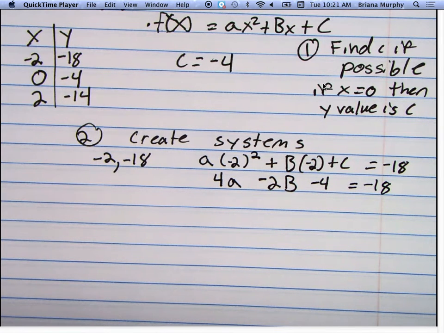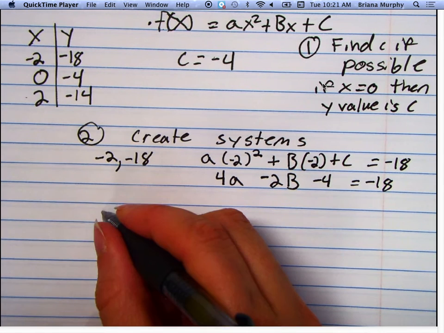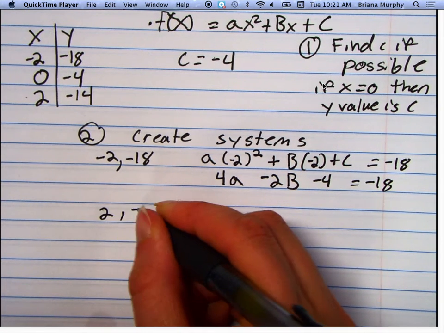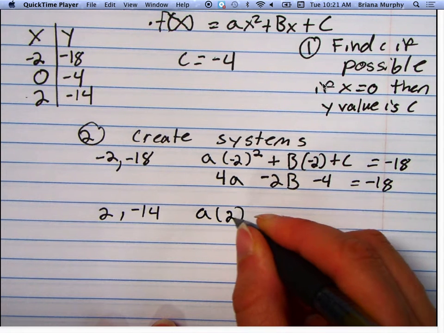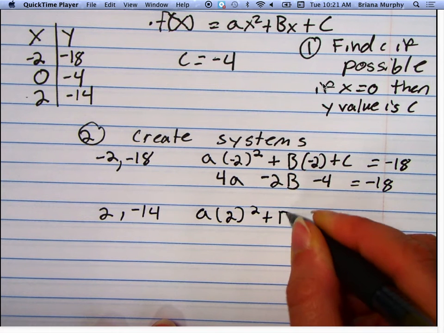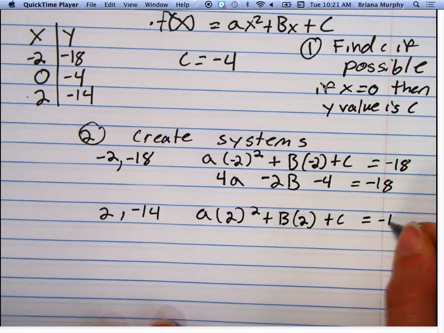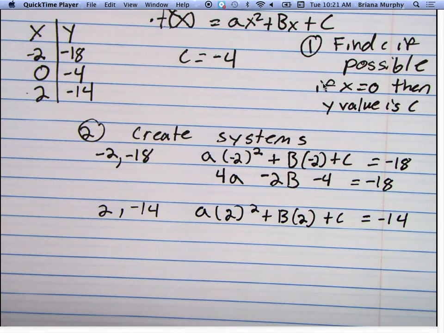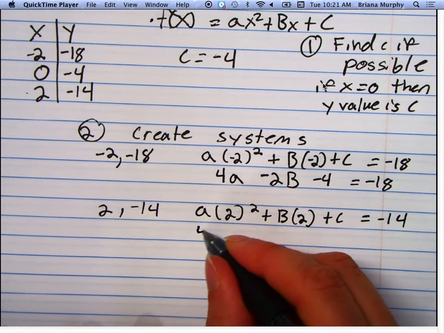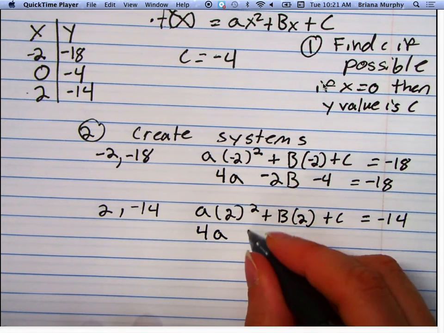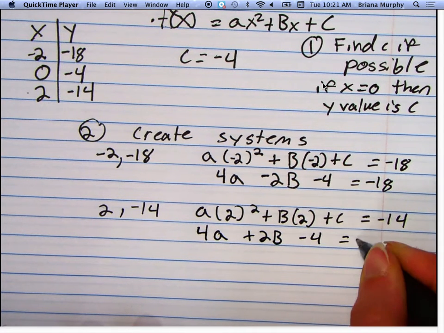Now I'm going to do another equation. I'm going to use this bottom one, 2 and -14. And I'm going to plug it in the same way. A times 2 squared plus b times 2 plus c equals -14. Okay, I know c from up there, so I'm going to plug that in when I do it. 2 times 2 is 4a plus 2b minus 4 equals -14.